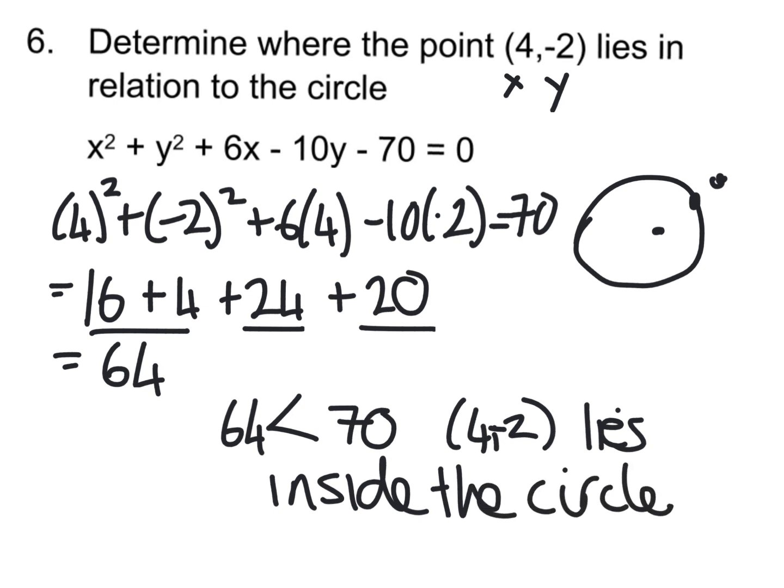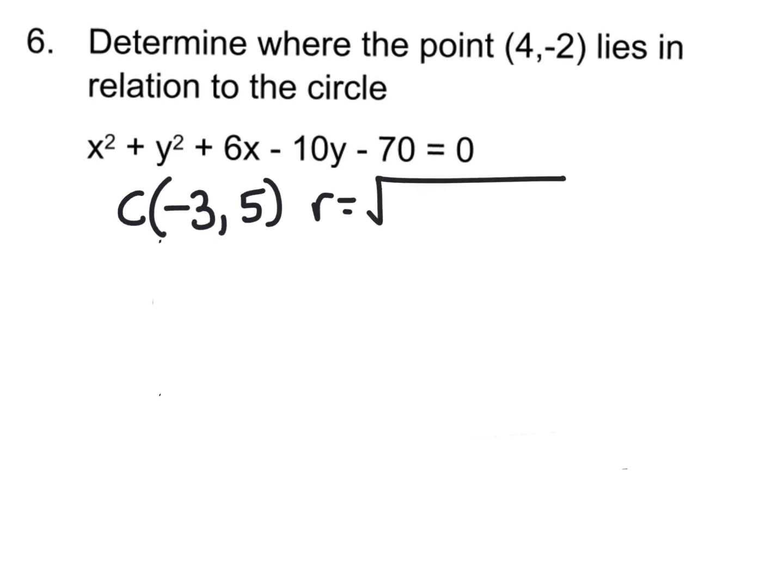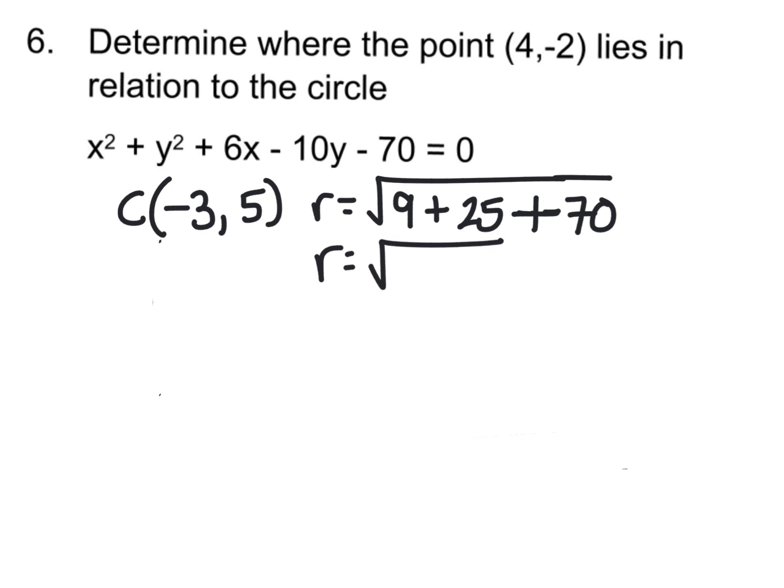Now there is another way of doing this one. So here's the same question again, but without the writing. What I'm going to do is go to the centre of the circle. So the centre of the circle would be half of 6, change the sign, gives me negative 3. Half of negative 10, change the sign, gives me 5. My radius would be the square root of negative 3 squared, which is 9, plus 5 squared, which is 25, and it would be minus negative 70, which turns into a big old plus 70, giving me that my radius is root 104.